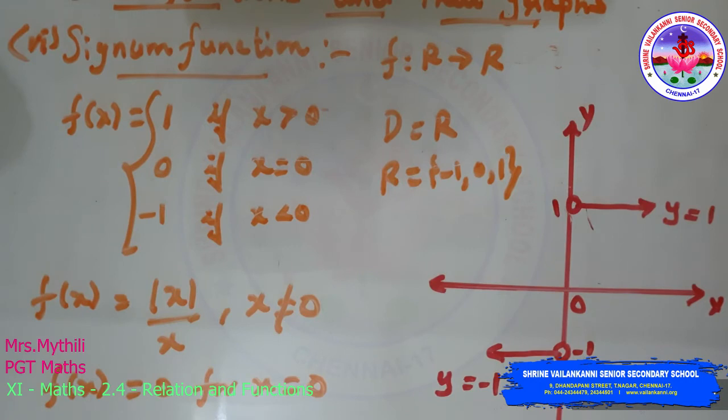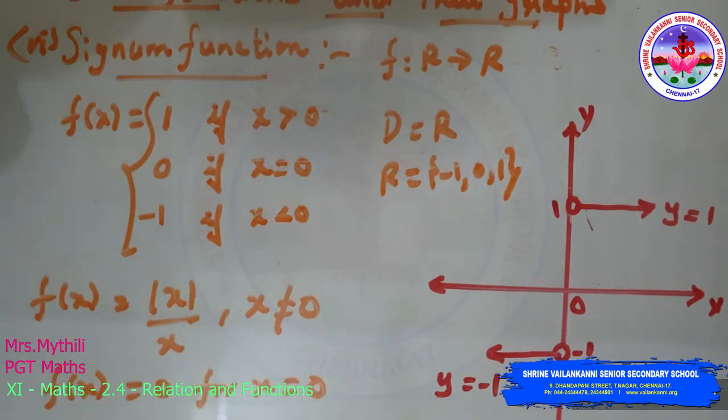The function can be written as f of x equal to modulus of x by x, where x is not equal to 0. So modulus of x can take values like negative and positive. So when x is not equal to 0, f of x equal to modulus of x by x. When x is equal to 0, then f of x equal to 0.